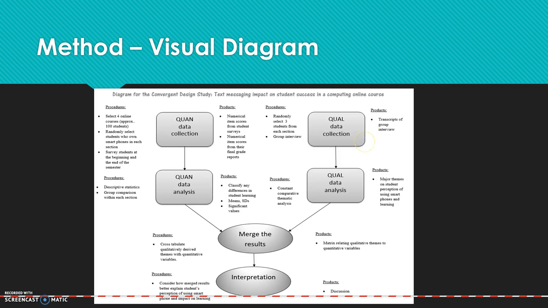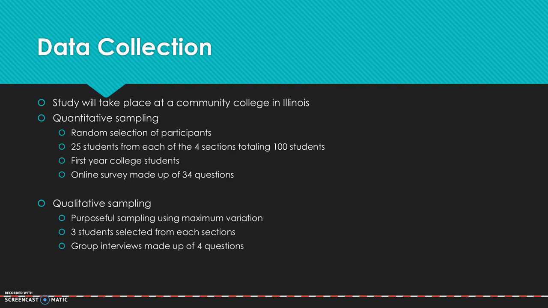And this is the diagram to show how it is done. Quantitative data collection and quantitative data analysis are done separately, and the qualitative data collection and analysis are also done separately, before both analyses are merged together, and the result is now going to be interpreted.